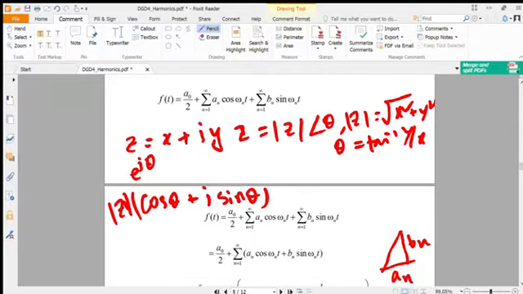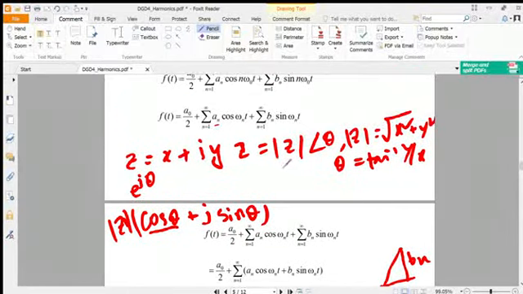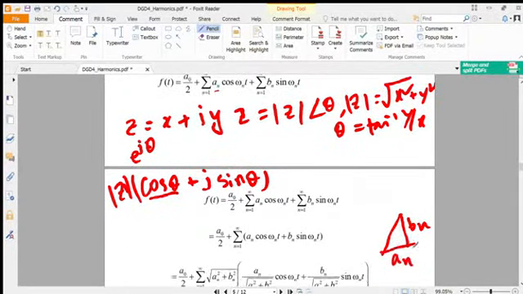So the real part is related to the cos theta, and the imaginary component, the vertical component, is related to the sine part. Here we see that with the cos ωn, an is the horizontal component, whereas bn sin θ is the imaginary term, so it's related to here.